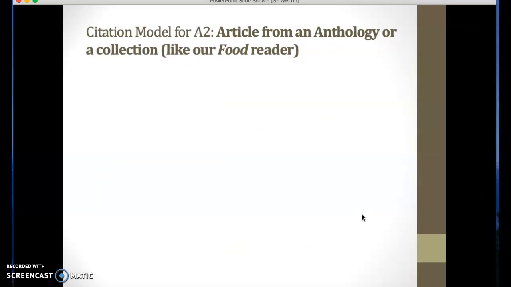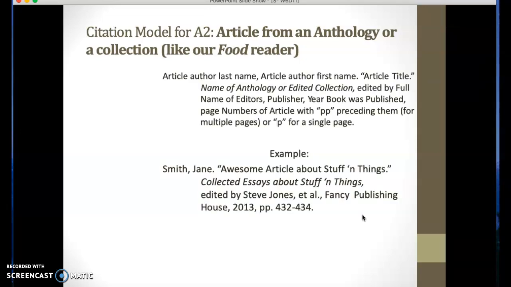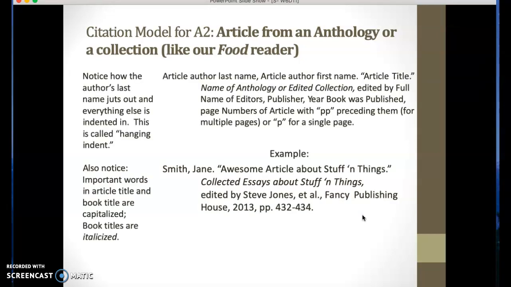So that's pretty much the whole basis of this assignment. So here are some more examples. Notice how the author's last name juts out here and everything else is indented in. This is called a hanging indent, and we just viewed this on the other page as well. But this lays out the way that a citation should be set up for an anthology or a collection like our Healthy State Reader. And please ignore that this says Food Reader. It should say Healthy State Reader.